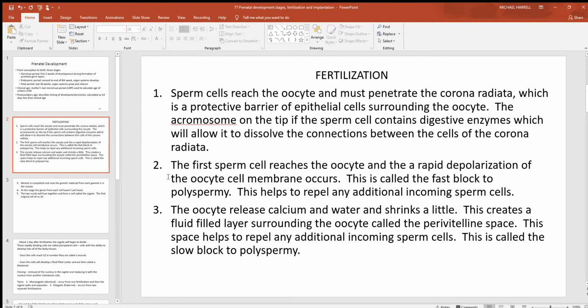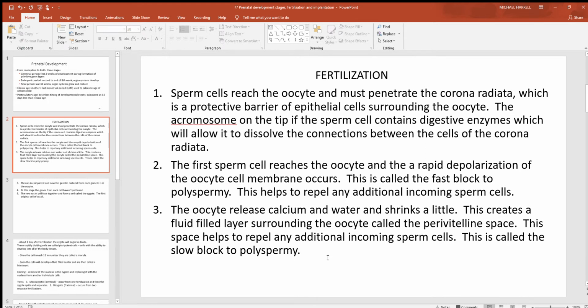So once those 2 cells meet, the oocyte rapidly depolarizes. That'll repel any other incoming sperm cells. Depolarization happens very quickly, so that's called the fast block to polyspermy. That oocyte soon afterwards will release calcium, and water will follow it. And the oocyte will actually shrink just a little bit as it loses that water. Now that'll form a fluid-filled barrier around the oocyte called the perivitelline space.